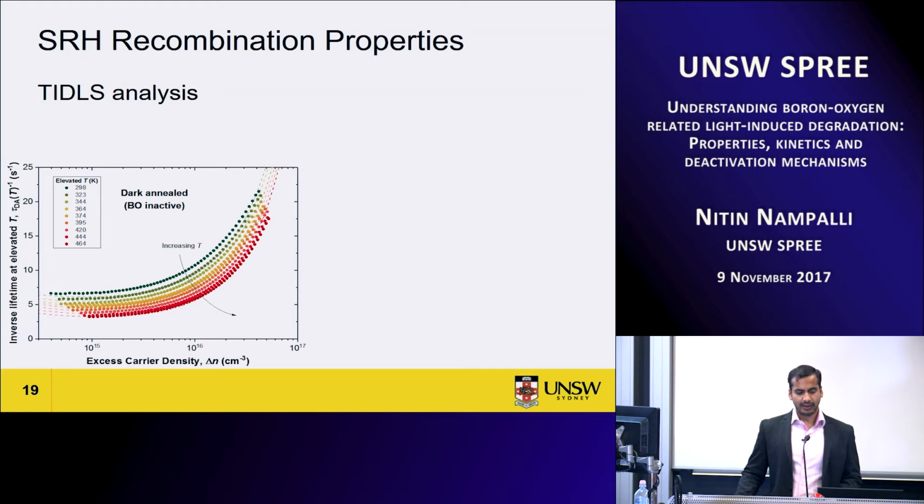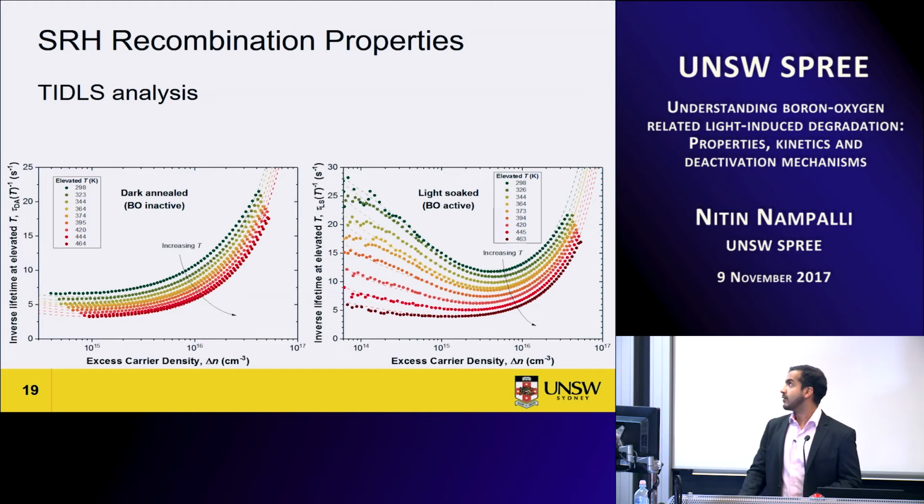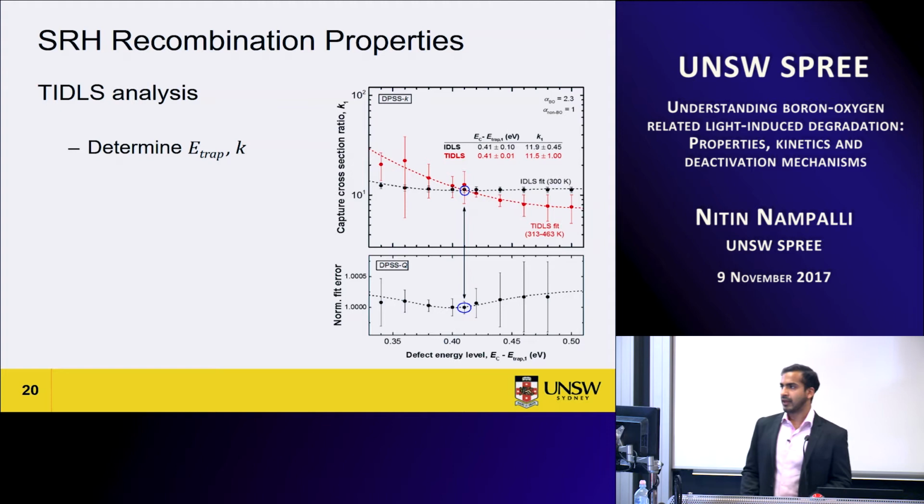If we then do the same kind of fitting for lifetime curves at different temperatures, in this case, this is the dark annealed curves, and this is the light soaked curves, you can start extracting information on the temperature dependence and determine the trap density, the trap level and the capture cross-section ratio. So here's a defect parameter solution space curve where we vary the trap level on the x-axis and see how that affects the best fit capture cross-section ratio and the fitting error. And you can see that where the elevated temperature measurements and the room temperature measurements coincide happens to be the correct trap level.